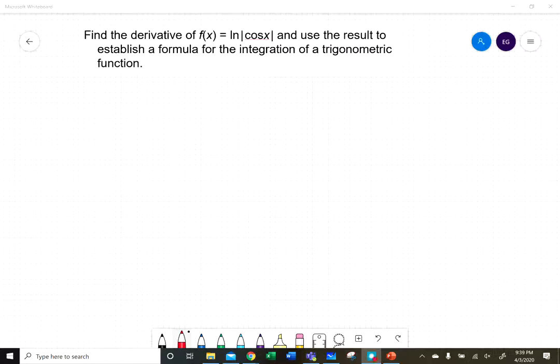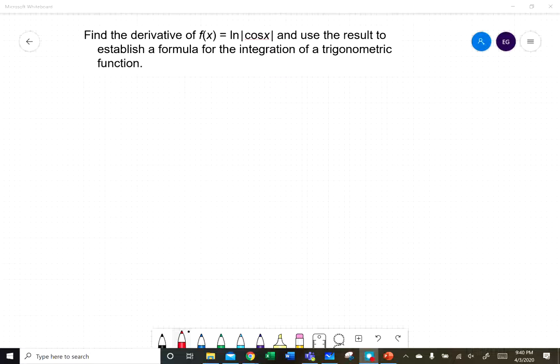Okay, so find the derivative of the function, the natural log of the natural log of the absolute value of the cosine of x, and use this result to establish a formula for the integration of a trigonometric function. Now we'll see which trigonometric function, hopefully, when we get to the end of the problem. Now, you may be wondering why we have the absolute value bars on the arguments of the natural log function.